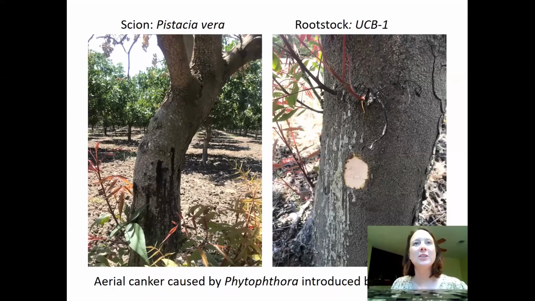So here's a close-up picture of that scenario, where you have the scion of Pistacia vera, where you have bleeding on the trunk, and you get an aerial canker that was caused by the Phytophthora pathogen that was just introduced on the irrigation water. Basically, those micro sprinklers were spreading the water too far, and they were hitting the trunk of the trees.